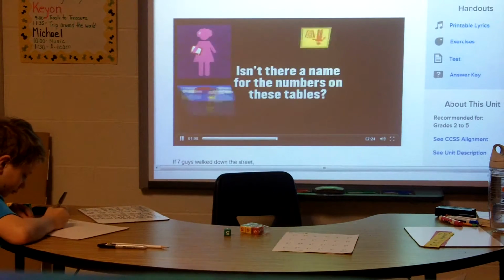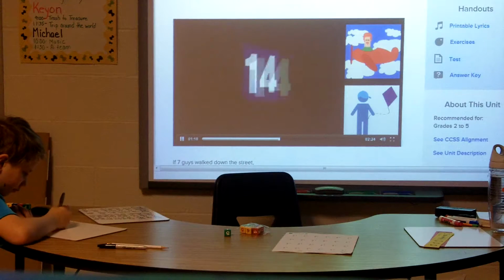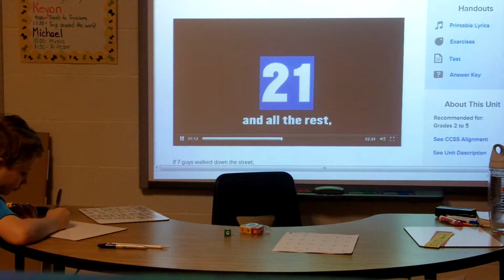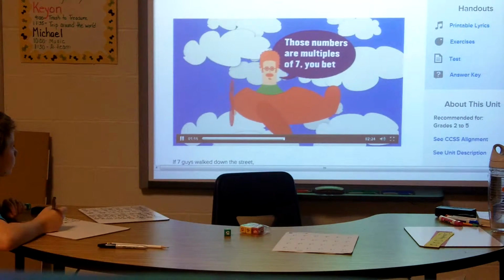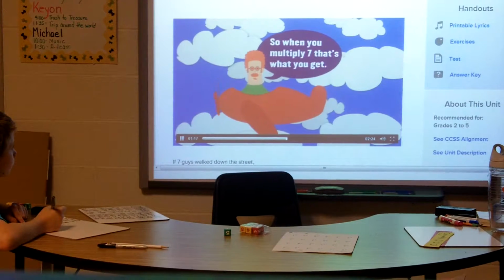Here we go. Isn't there a name for the numbers on these tables? Like 14, 21, and all the rest? Those numbers are multiples of 7, you bet. So when you multiply 7, that's what you get.